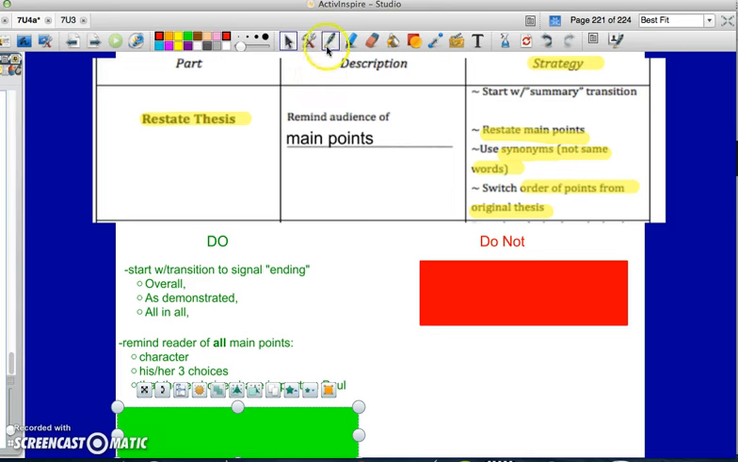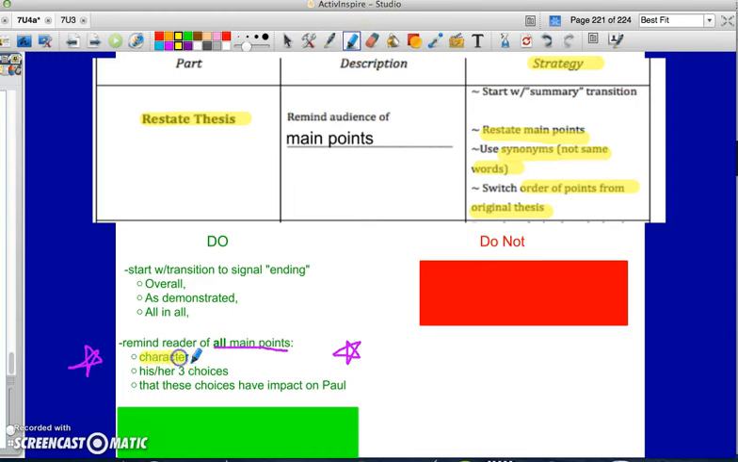Do, and this one's a really, really important one. Sometimes I notice in past essays that when we get to the restatement, we might only restate one or two ideas, and in this case we have a couple of points that we need to restate. So make sure that your restatement of your thesis includes the character, the three choices he or she makes, and mention that these choices have an impact on Paul.